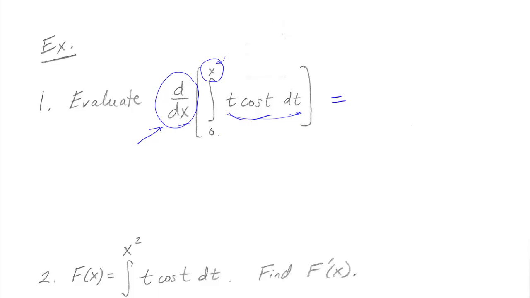Basically what we're going to get is t cosine t in now the x variable. So we're just going to replace t with x, because the fundamental theorem says that we should basically get this function back in this new variable. So we just get x cosine x. Yes, it's that straightforward. It's that simple in this case.